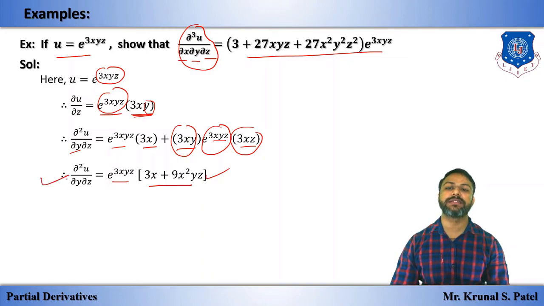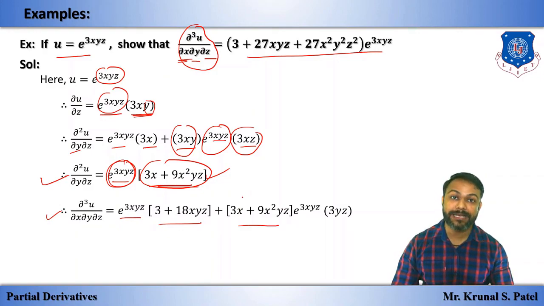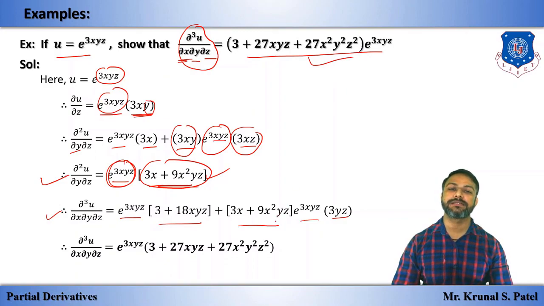Now again differentiate this term with respect to x, which is our final step, the third time derivative del cube. So again use the product rule between these two terms. First term as it is, differentiation of the second with respect to x, plus the second term as it is, and differentiation of the first term with respect to x. With respect to x means y and z are constant. So this as it is, and the differentiation of the power is 3yz. Now take common e raised to 3xyz. So we have our final answer.